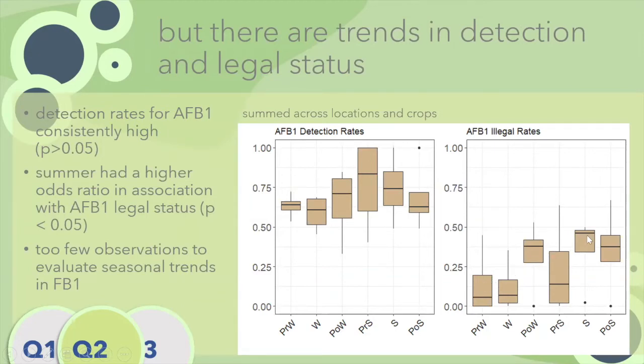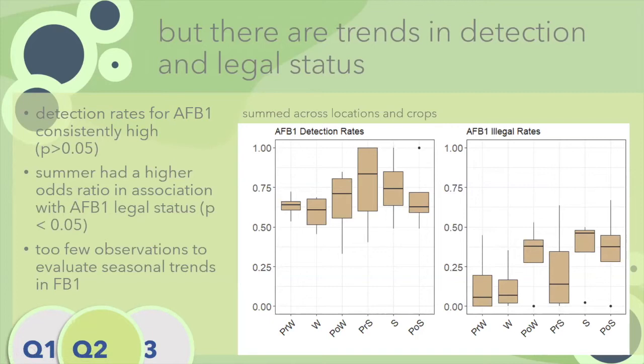For aflatoxin legal rates, we can also see that in the summer months, a much higher proportion of samples had illegal contamination status, again, compared to the Indian legal limit of 15 parts per billion. And so we constructed generalized linear mixed models to test for these relationships of seasonal dynamics.